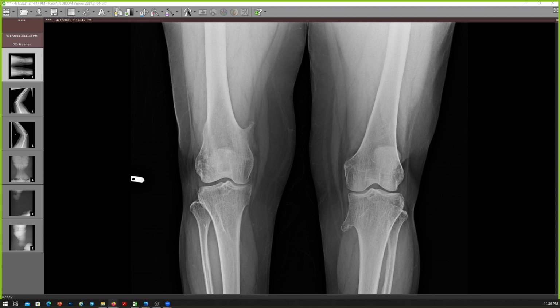So I'm suspecting multiple osteochondromas. I cannot appreciate evidence of soft tissue swelling surrounding them, any cortical break or pathological fracture, or even any lucencies. So I think this is a case of diaphyseal aclasis.